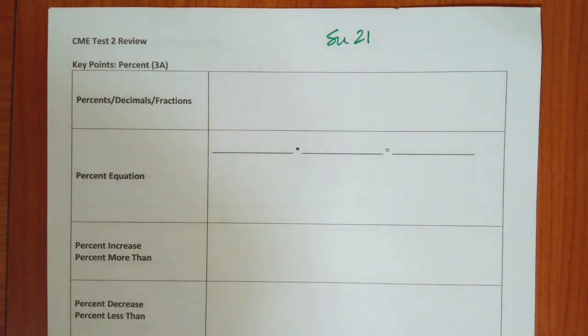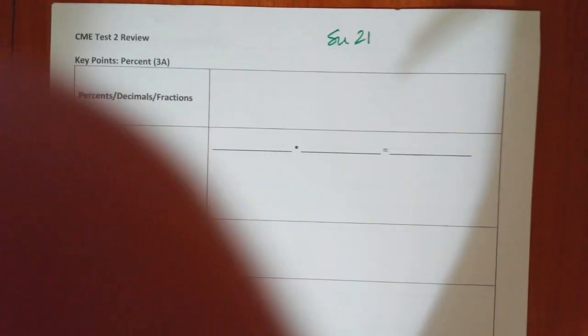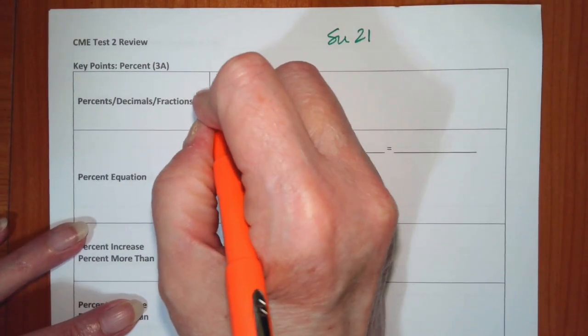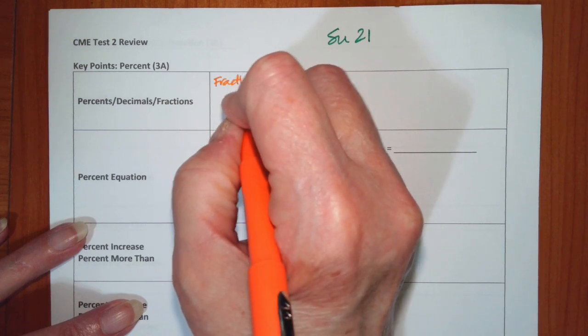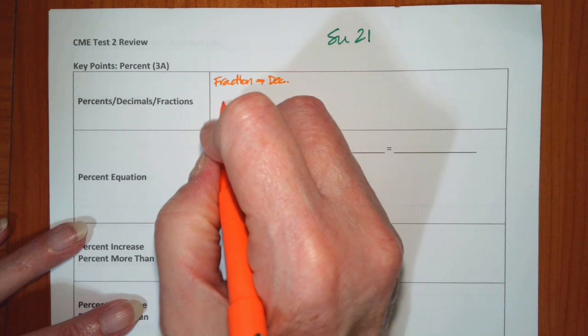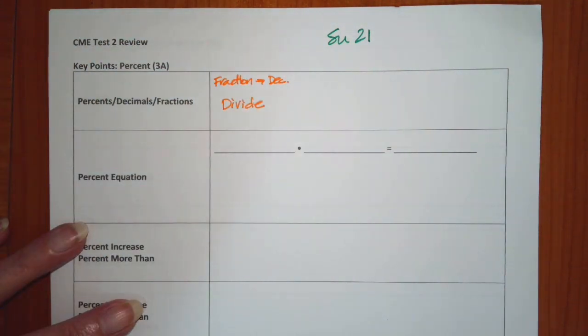Okay, so the first thing we talked about was some basic rules on going between percents, decimals, and fractions. Okay, so let's talk about a fraction to a decimal. Actually, let me turn that light on. There, now you can see a little bit better. Okay, so if I have a fraction to a decimal, all you do is divide, because that's what a fraction is.